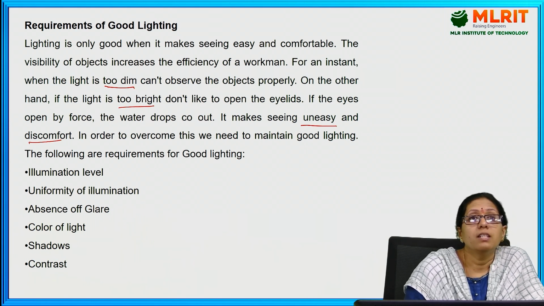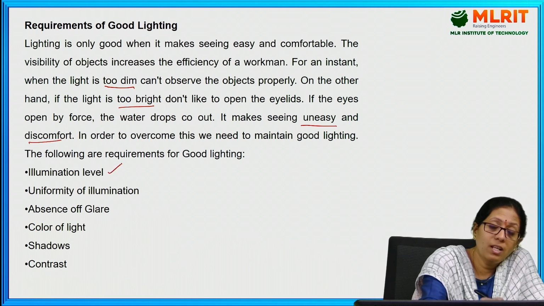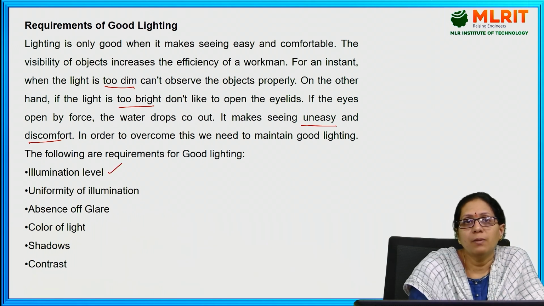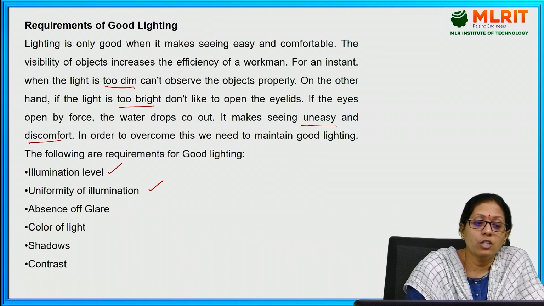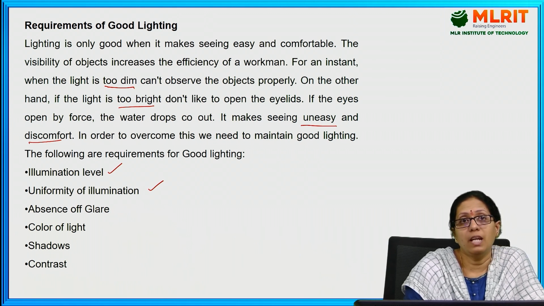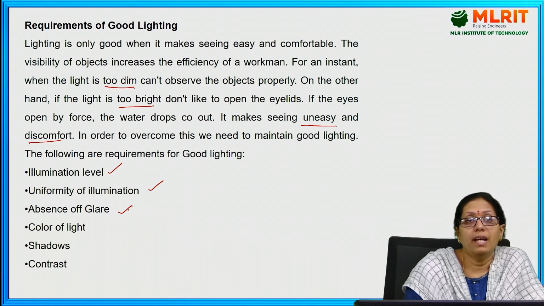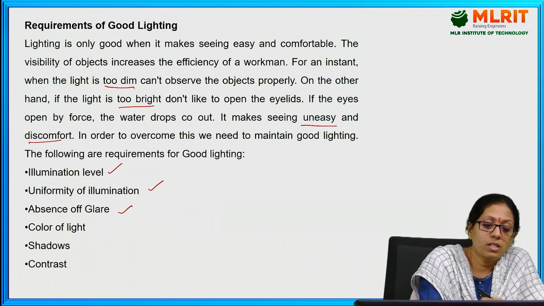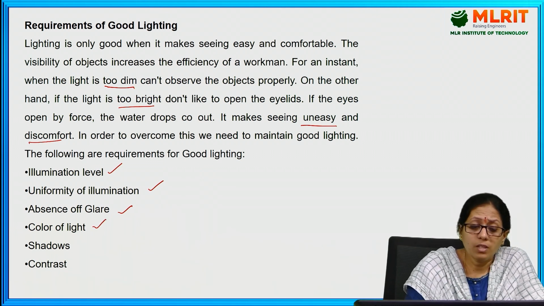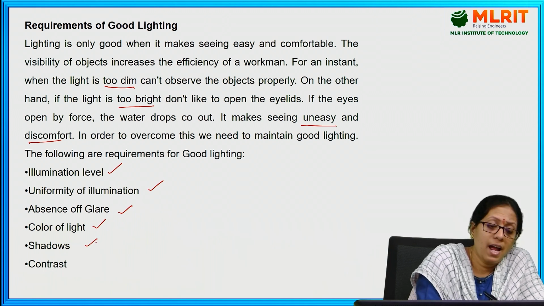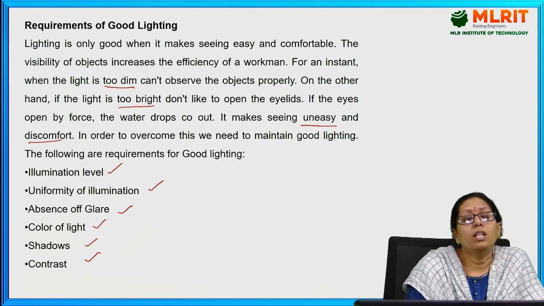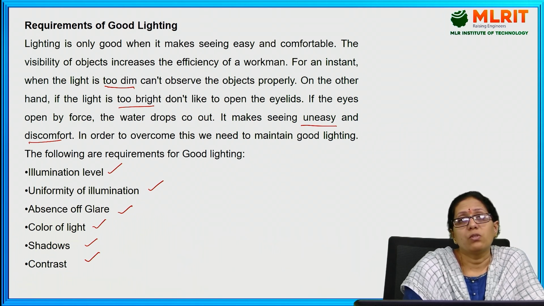The following are some of the requirements. Illumination level: the illumination level should be considered. Uniformity in the illumination: the light should be uniformly distributed over the area. Next one is absence of glare. Any kind of glare should not be there, because of this glare the eyes cannot see the objects clearly. Next one is color of light, shadows, and contrast. So all these terms are the minimum requirements for good lighting.